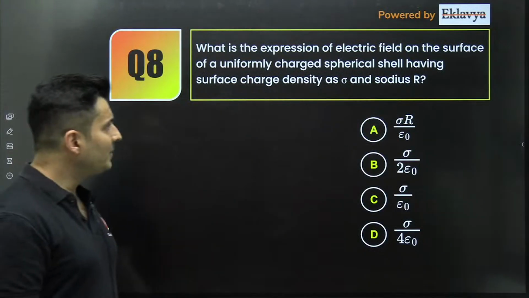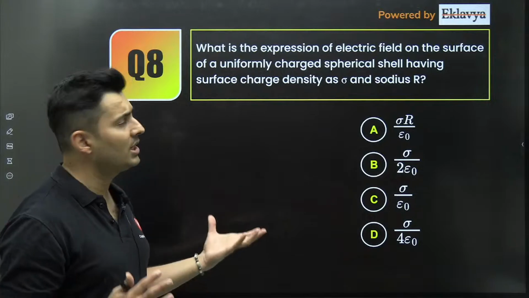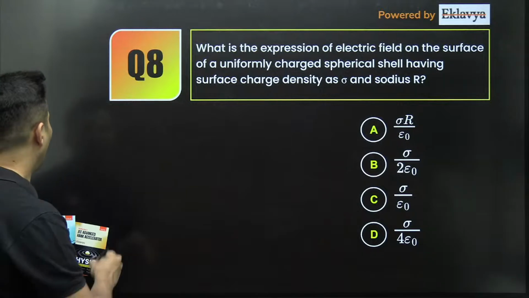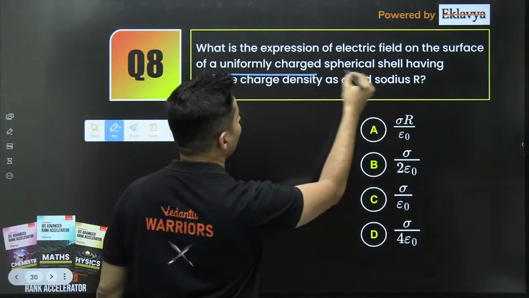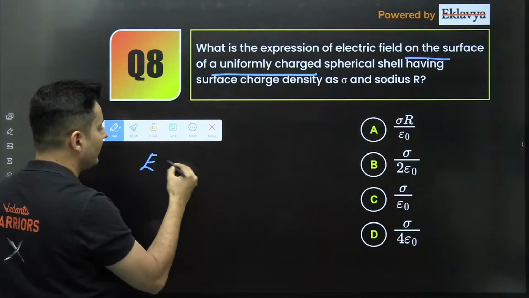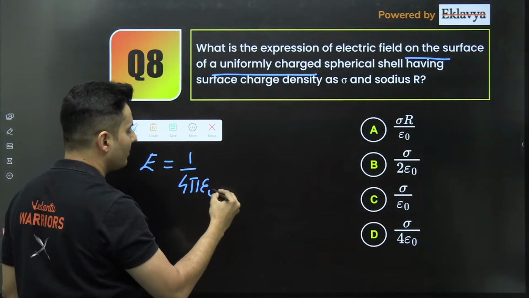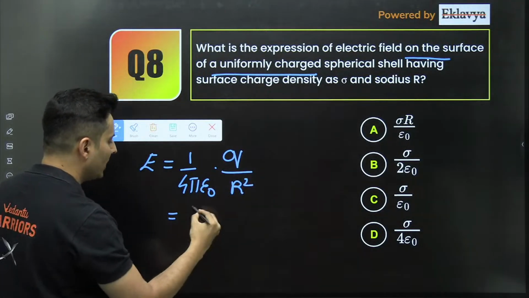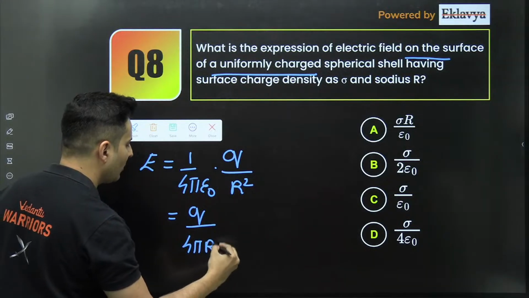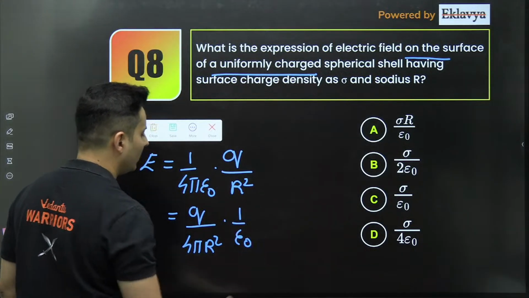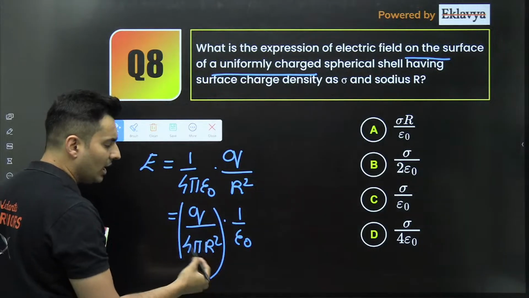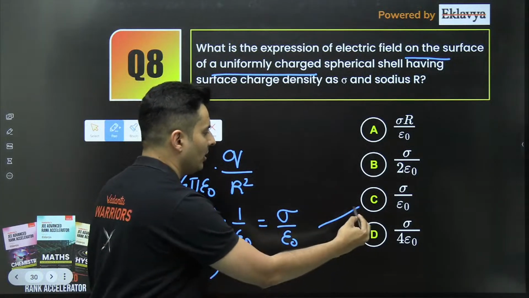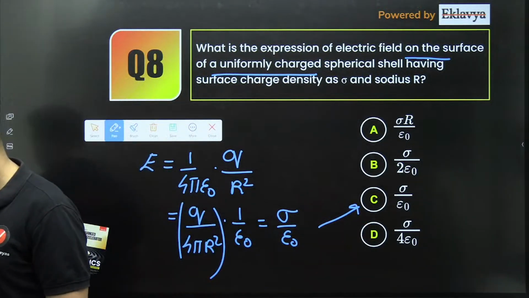Here it is. What is the expression for the electric field on the surface of a uniformly charged shell of surface charge density sigma and radius R? So, they have asked it on the surface. Electric field on the surface is given by 1 by 4 pi epsilon naught, the charge divided by basically the radius square. Now, if you notice, Q divided by 4 pi R square, I can keep it together, and 1 by epsilon naught, I can keep it together. What is this term? Charge by area. So that is sigma, and by epsilon naught. So sigma by epsilon naught should be the answer. Option C. No, it is not D.